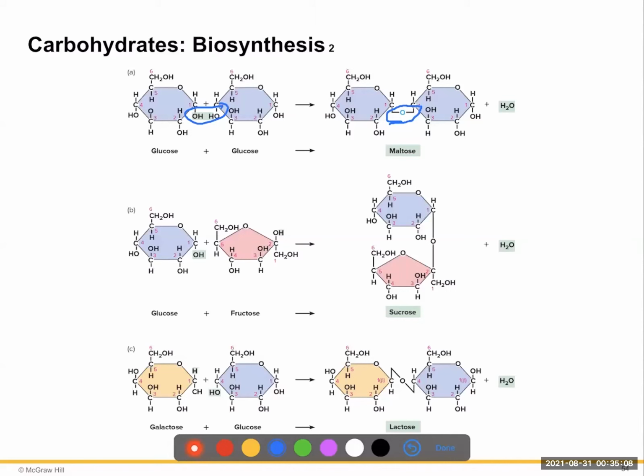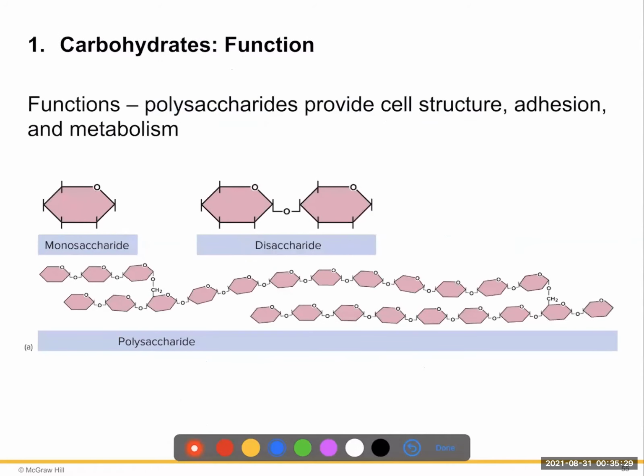Okay, you still got this oxygen. Well, here's the oxygen bond here. Here's the oxygen bond here. And you've lost an OH and you lost an H. That leaves the oxygen to make the bond between them. So the glycosidic bond is just a bond where water has been pulled off. OH from one side, H from another, and you have oxygen between them. And these are what forms your chains. Okay. So polysaccharides provide cell structure, adhesion, and metabolism. So this is, again, your monosaccharide combines with the glycosidic linkage, your disaccharide, to your polysaccharide.